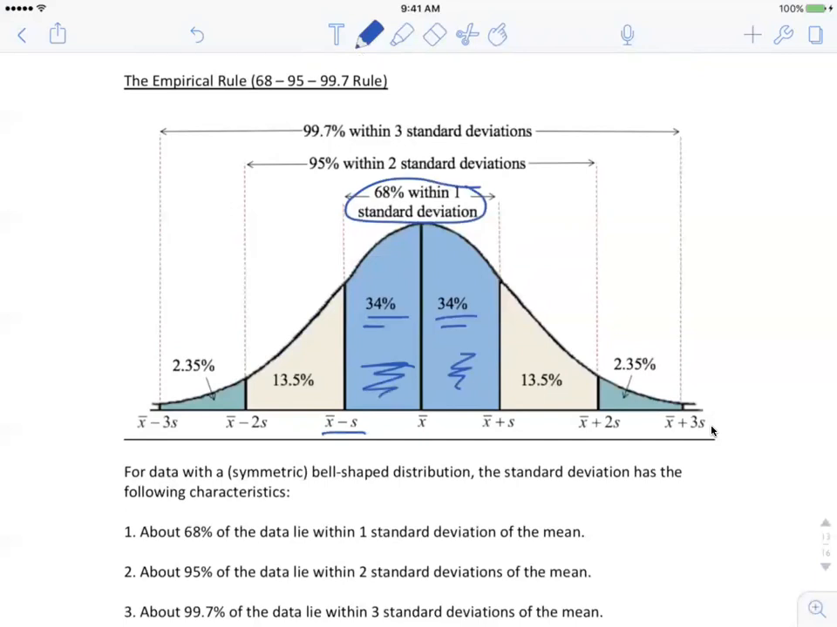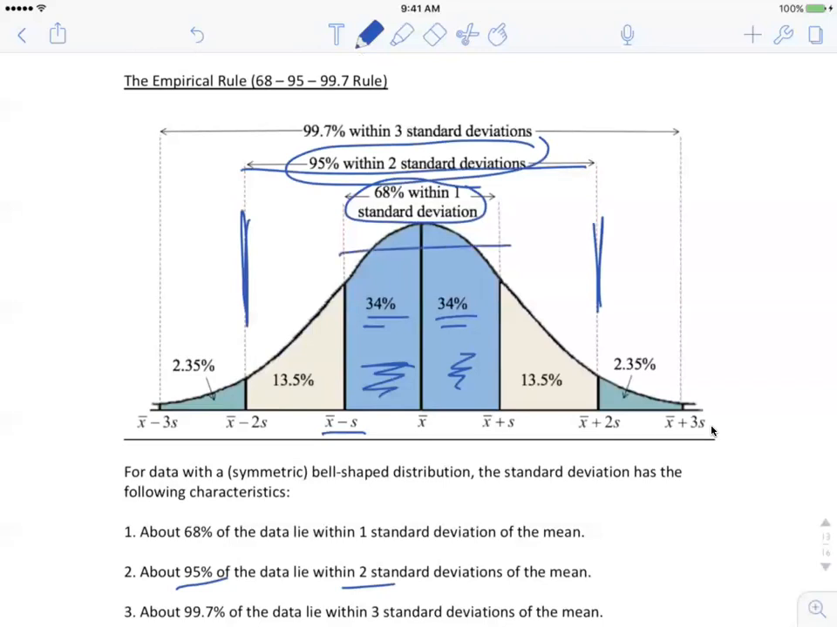Continuing, there's another rule: 95% of the data lies within 2 standard deviations, right? So that's from here to here. You can even break that down further, because if from here to here is 95 and here to here is 68, then 95 minus 68 is 27. And 27 divided by 2 is each of these sections. But you could just use this handout. I'm just talking it through in case you're wondering where these numbers come from.